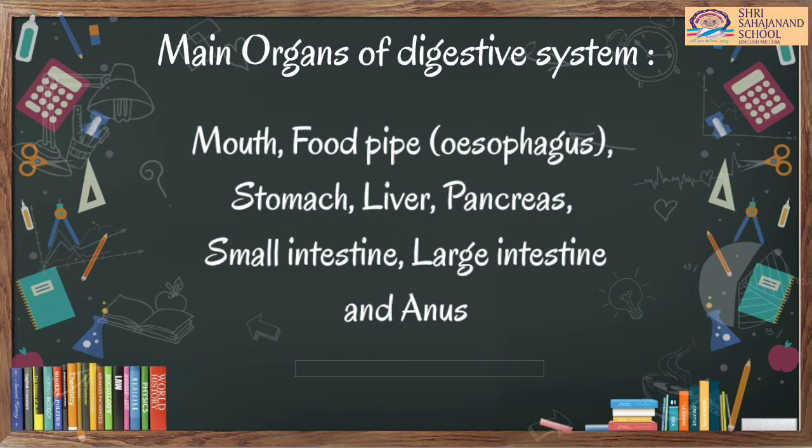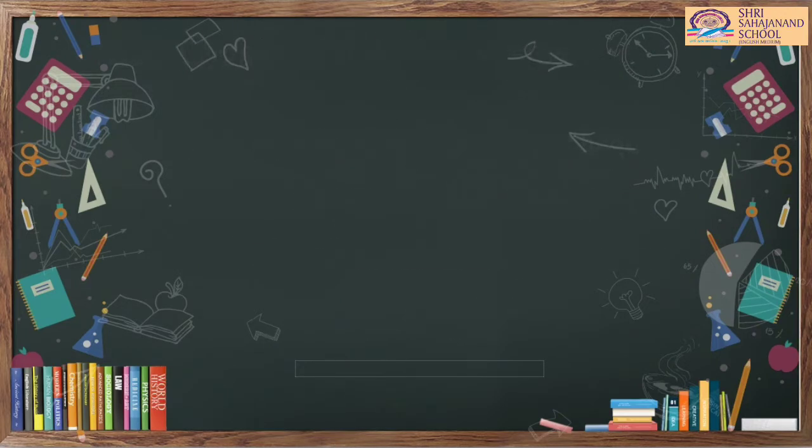What are the main organs of our digestive system? Again, what are they? Mouth, food pipe, which is known as the esophagus, then we have the stomach, then liver, pancreas, small intestine, large intestine, and anus. Is it clear, Bacha Party? It is very simple. Based on this, you may have a question in your question paper asking what are the important organs of the digestive system. So you have to write this answer. These different organs you have to write.